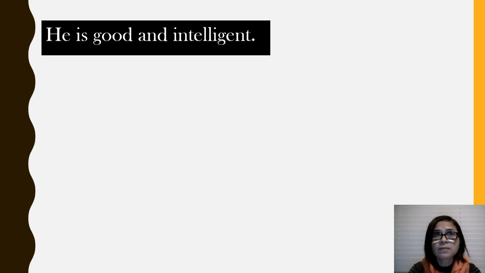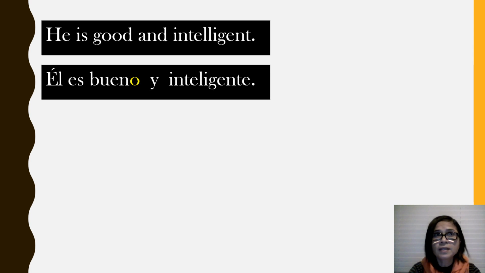Let's say we have this sentence. He is good and intelligent. So in this case, we will say él es bueno y inteligente. So we have O in bueno because that has to agree with he, él. But inteligente ends in E, so we are going to leave it like that.